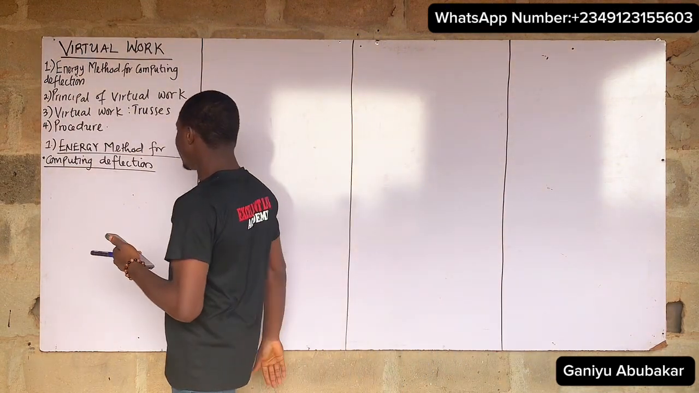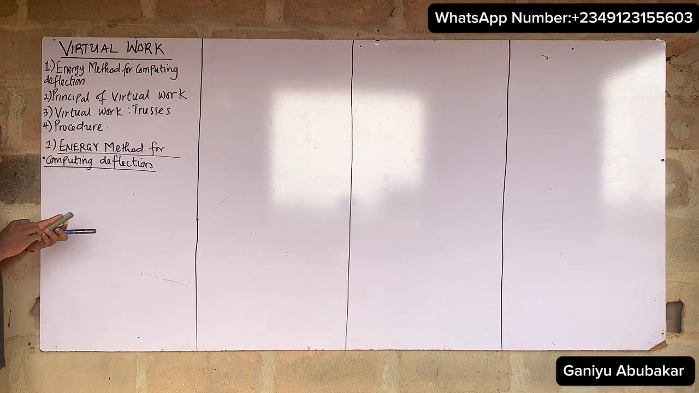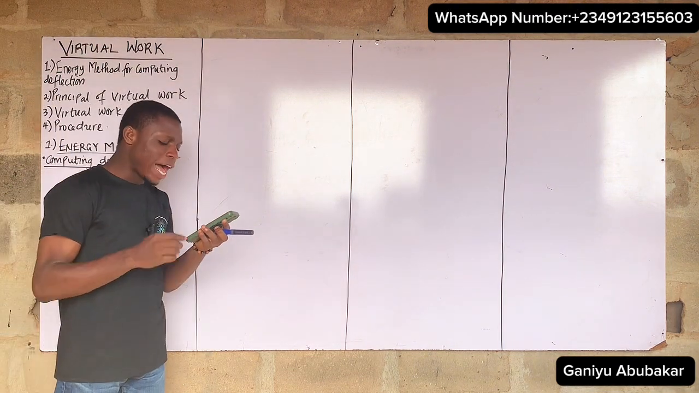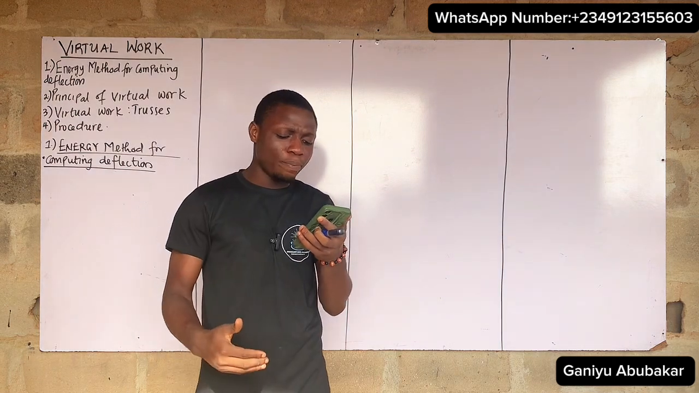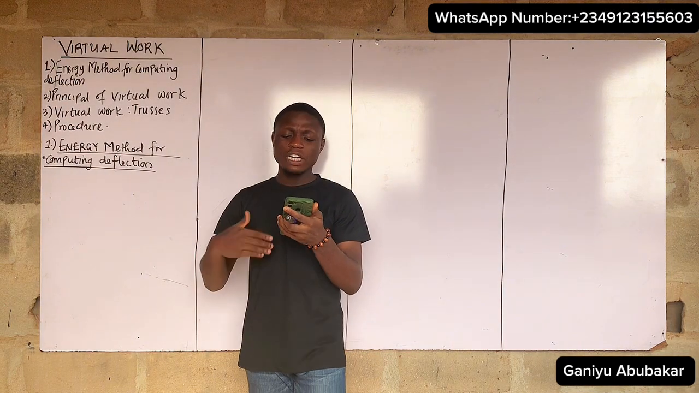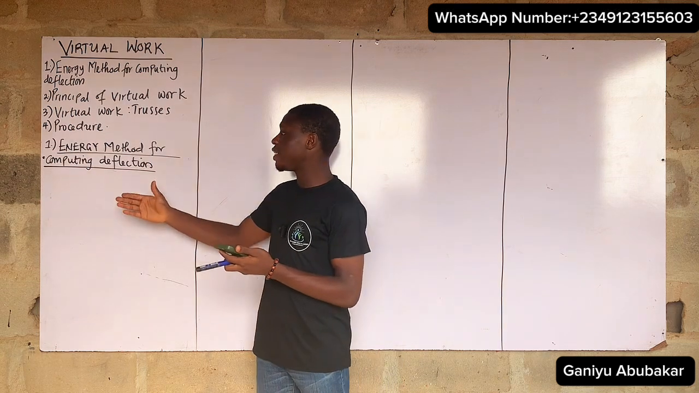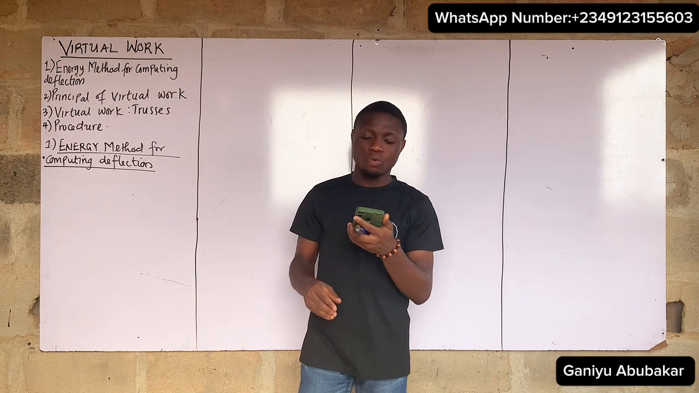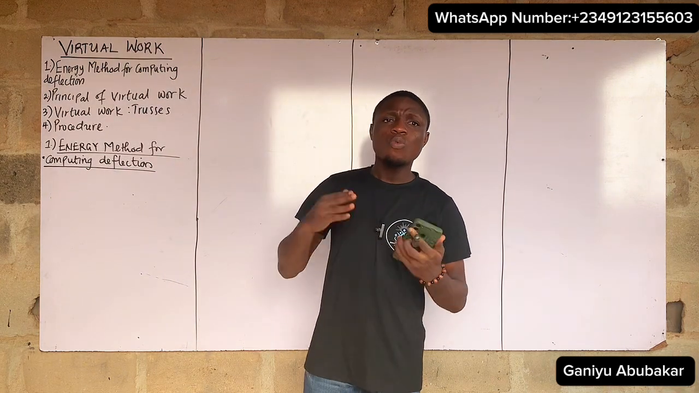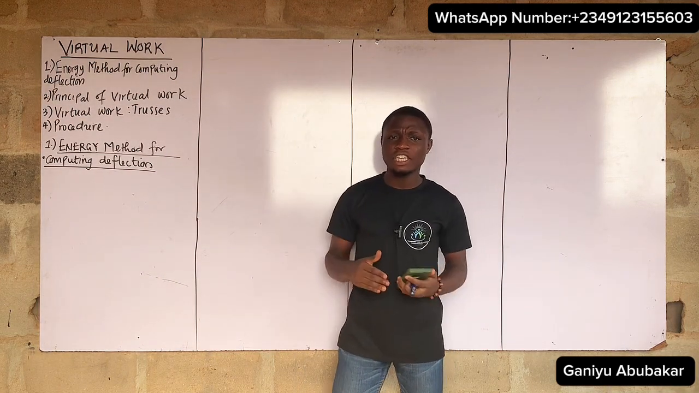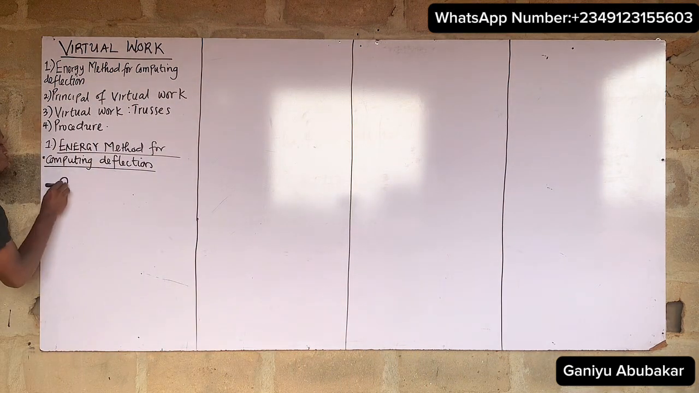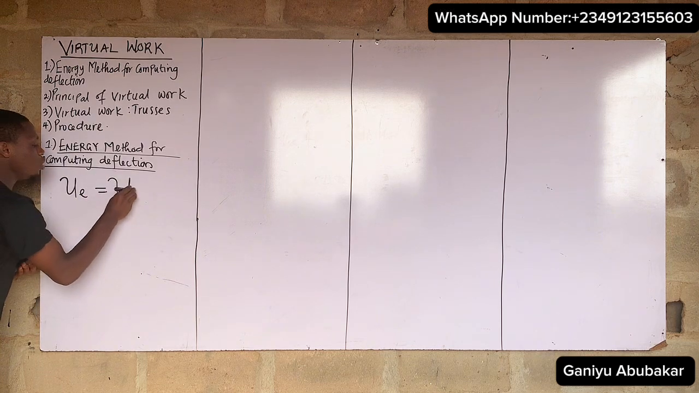When it comes to the energy method for computing deflection, here is what you need to note, please. Basically, energy methods are based on the principle of conservation of energy, right? So note that energy methods of computing deflection are based on the principle of conservation of energy. What's the principle of conservation of energy? The principle of conservation of energy is that UE is equal to UI.